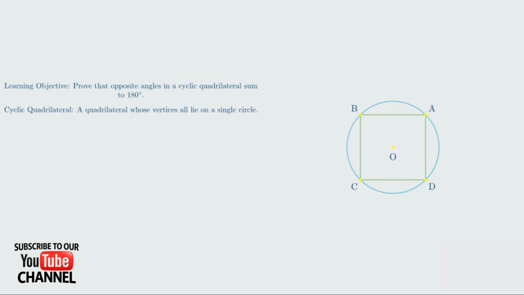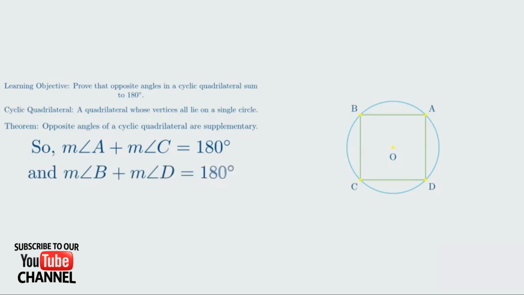Now, the theorem we're going to prove today states that the opposite angles in this kind of shape are supplementary. This means that the sum of angle A and its opposite angle C is 180 degrees, and the sum of angle B and its opposite angle D is also 180 degrees. So, we've defined our terms and stated our objective. Now, let's get into the proof.